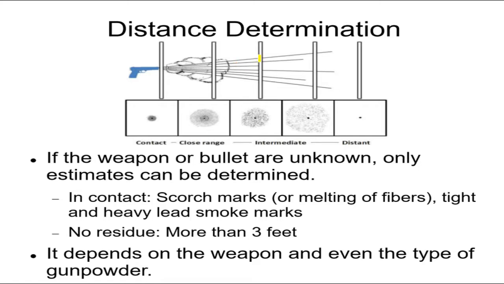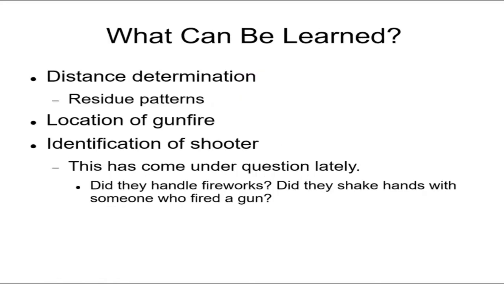So here you can see no gunpowder. You might see shells, pellets from shotgun shells, but you might not see a bullet or the gunpowder over here. And again, the spread of gunpowder can tell how far away it was. So from this, you can tell the location of the gun from the gunpowder. You can tell the location of the gunfire, and the identification of the shooter.